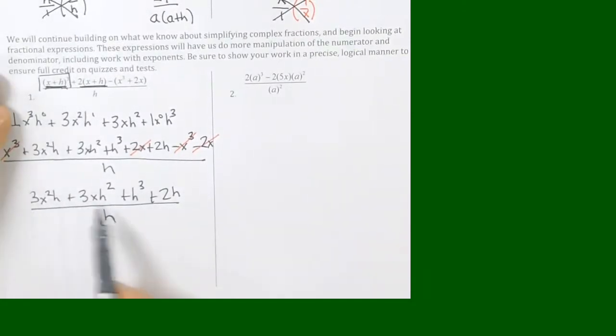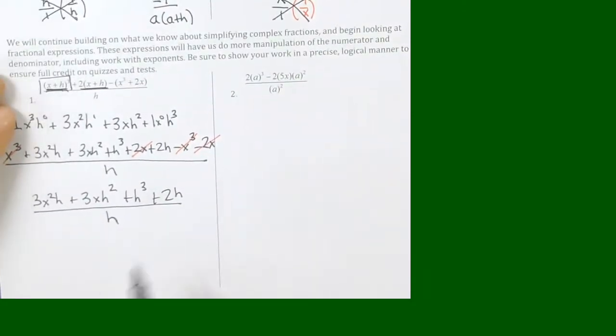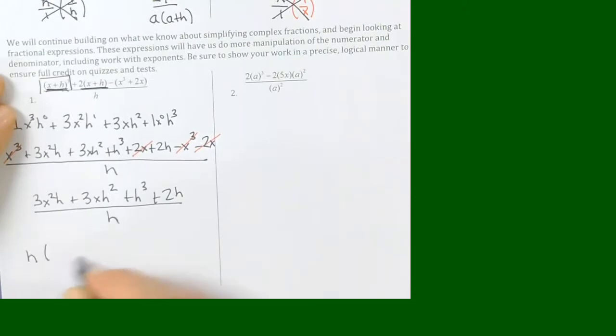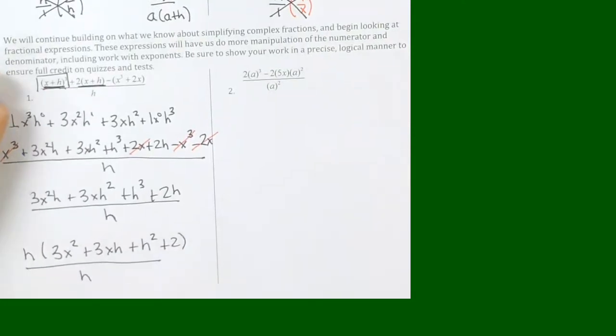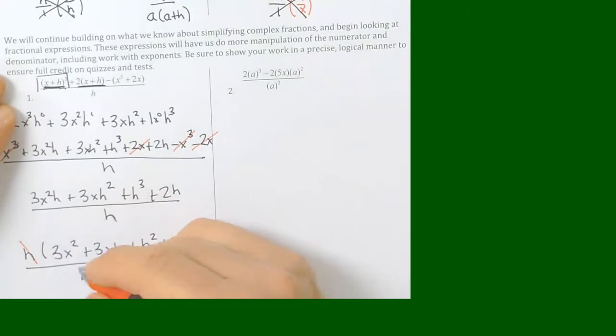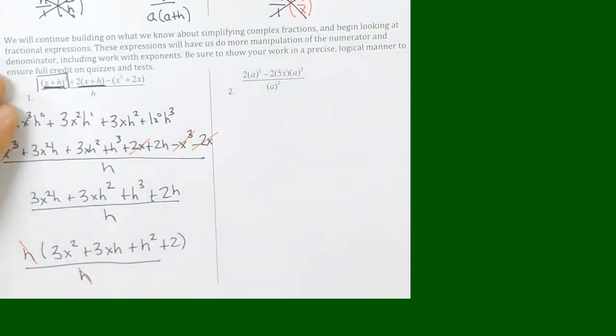Each term in the numerator has an h. I will factor that h out. 3x squared plus 3xh plus h squared plus 2 all over h. Those cancel, leaving me with my final answer of 3x squared plus 3xh plus h squared plus 2.